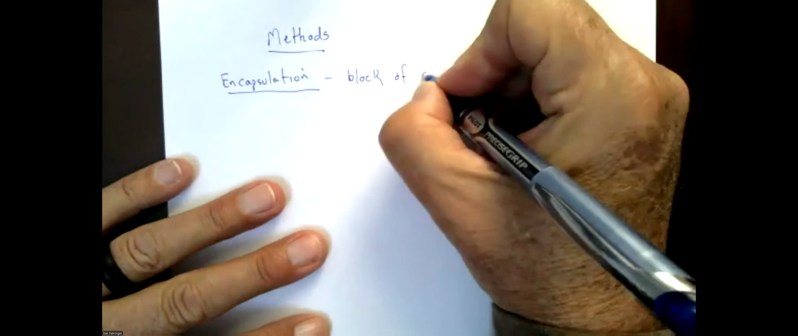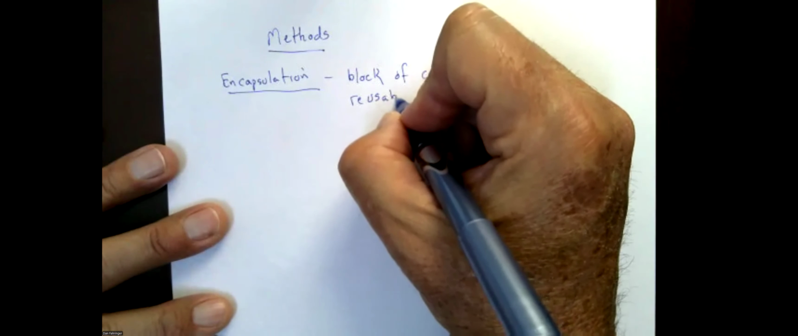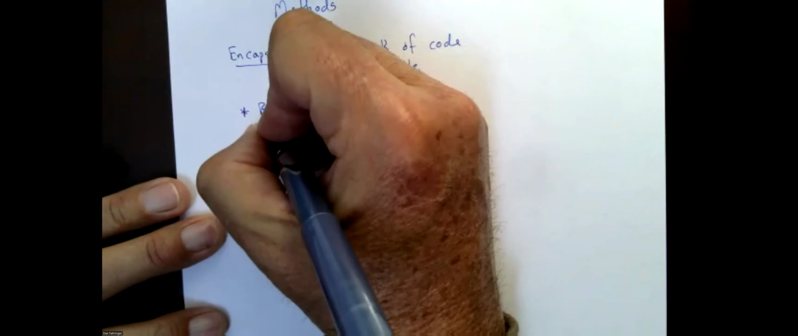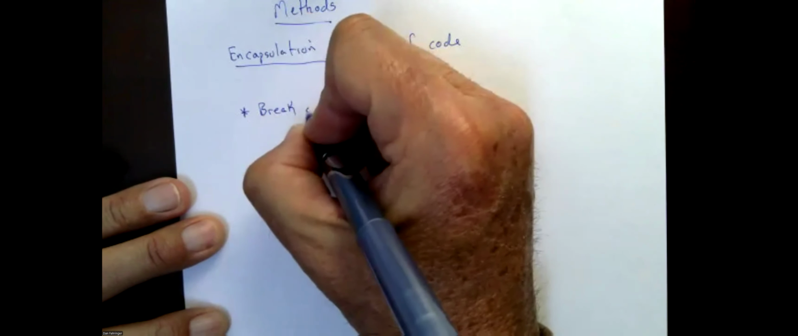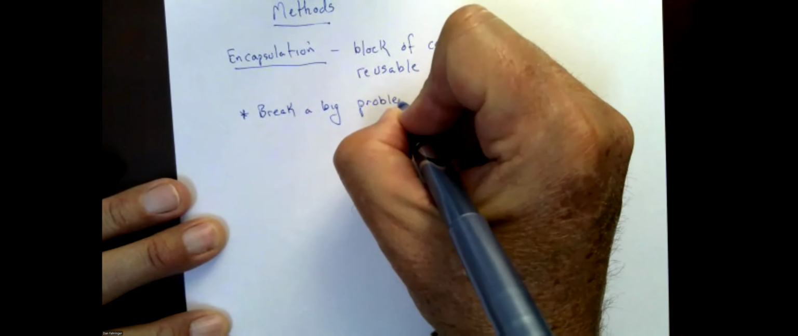And these methods we're writing are blocks of code. Saves us some time because it's already written. It's reusable. I don't have to keep writing that same block of code over and over and over. It helps us, and this is a big asterisk, break a big problem into smaller problems.